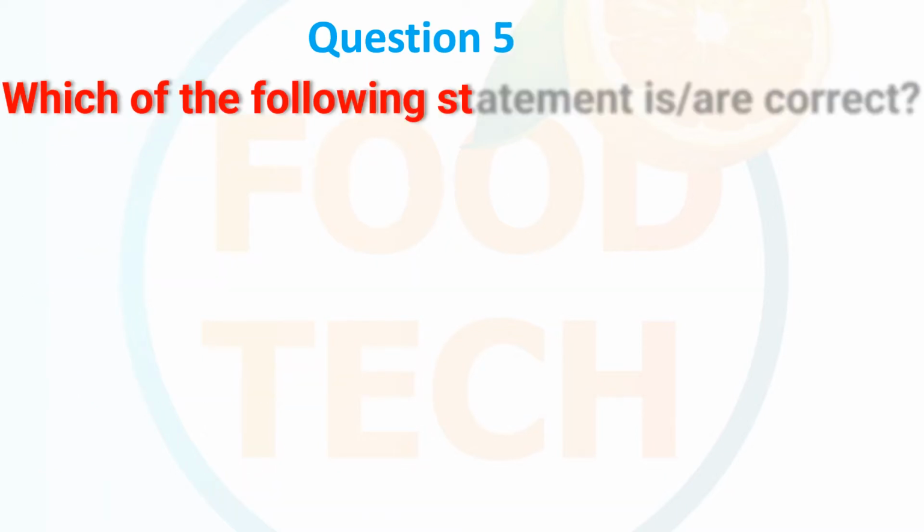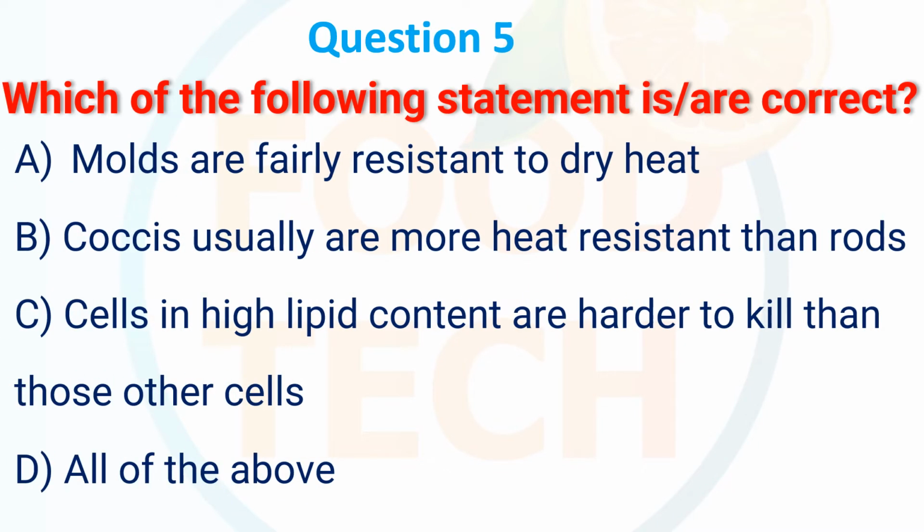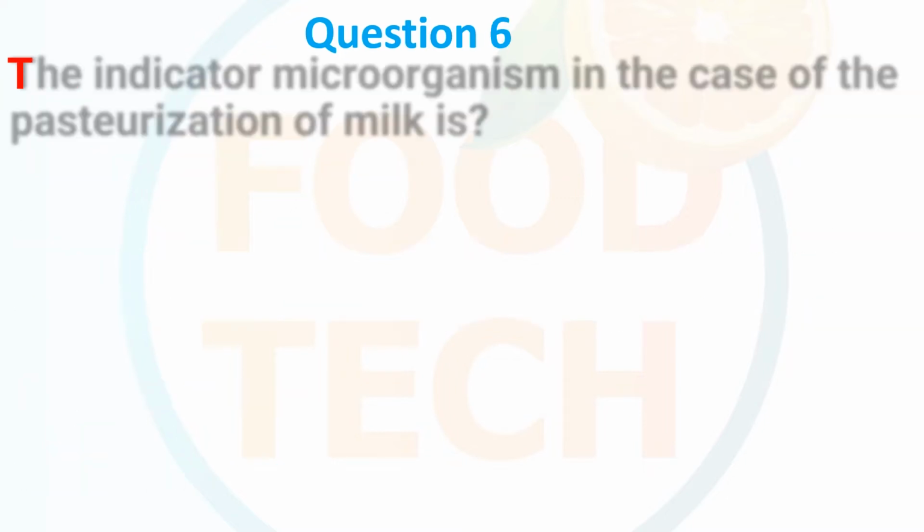Which of the following statements is correct? A. Molds are fairly resistant to dry heat. B. Cocci usually are more heat resistant than rods. C. Cells with high lipid content are harder to kill than other cells. D. All of the above. The answer is D. All of the above.